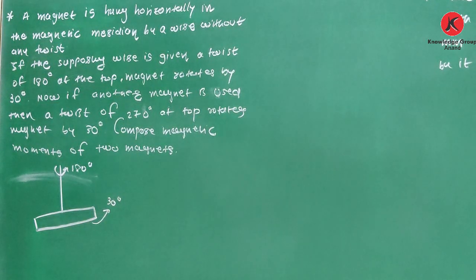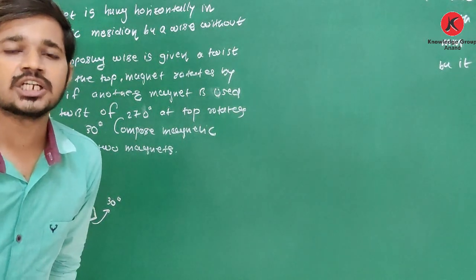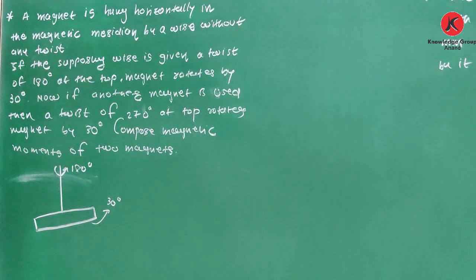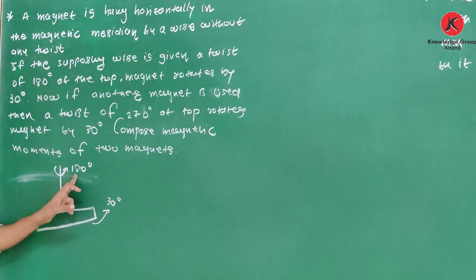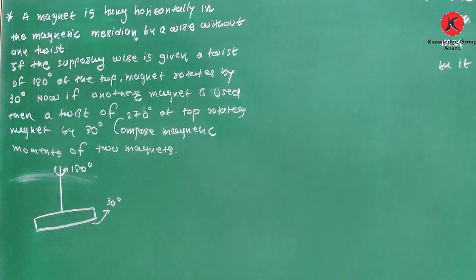So what is resultant deflection? What is resultant twist? Resultant is 180 minus 30, so it is 150. Clear about this? So it is for the first magnet.